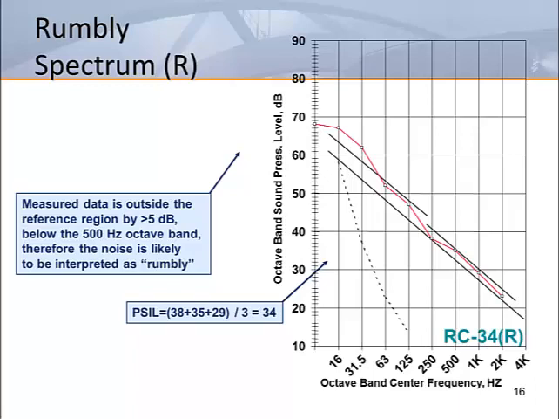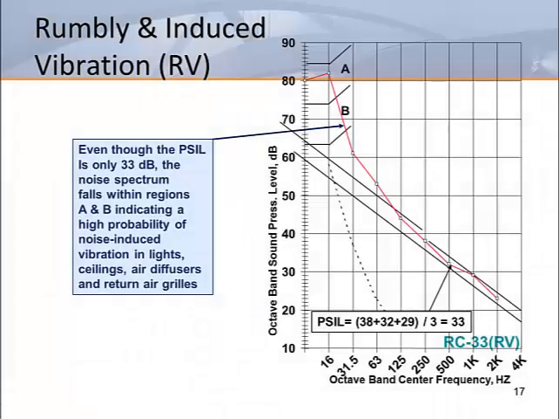In this example, we average the speech interference bands and come up with a 34. We look at the offsets and find that we have 2 points falling outside the allowable low frequency offset. This tells us that we have an RC34R indicating rumble. In this example, we average the speech interference bands and come up with a 33. We look at the offsets and find that we not only have points falling outside the allowable low frequency offset, they're all the way up into region A. This tells us that we have an RC33RV indicating rumble with vibration.